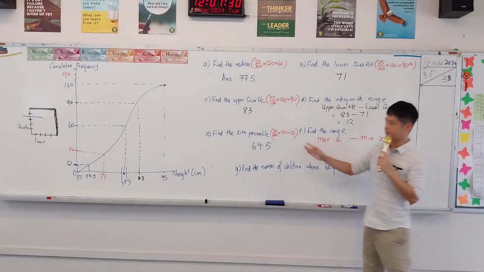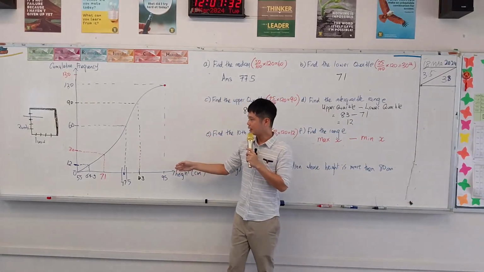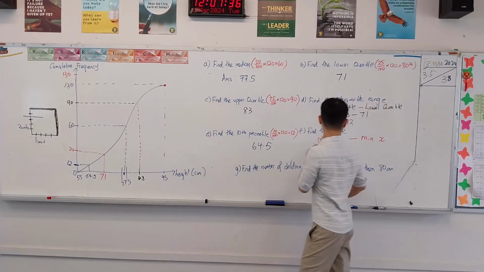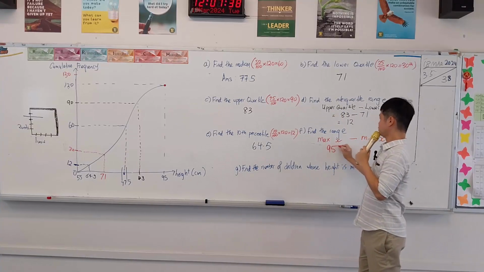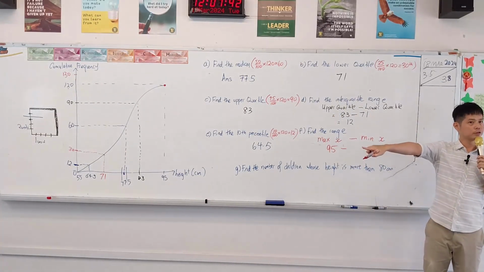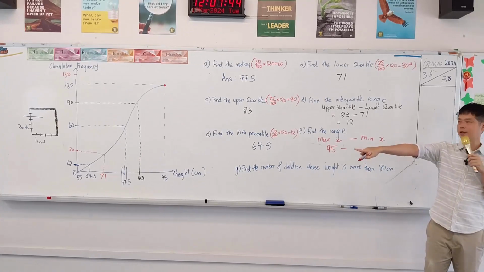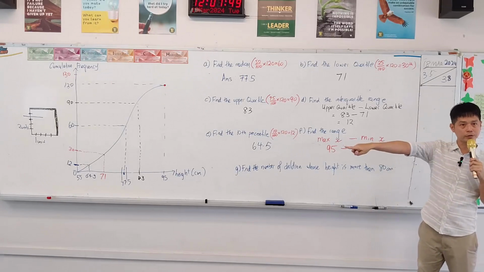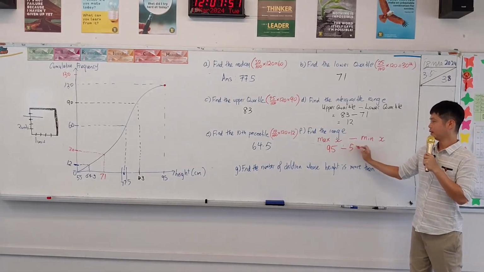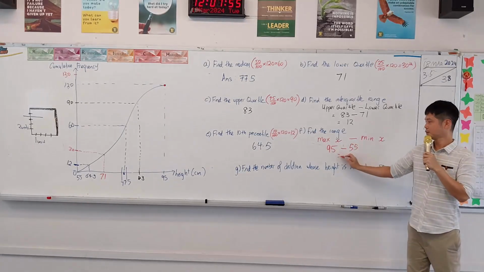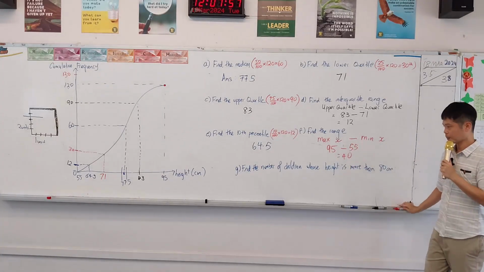Now let's look at the graph. What is the biggest X value? 95, right? What is the smallest X value? 55, not 0, 55. You look at the graph, the smallest X is 55. It's easy to get the 1 mark, right? The answer is 40.